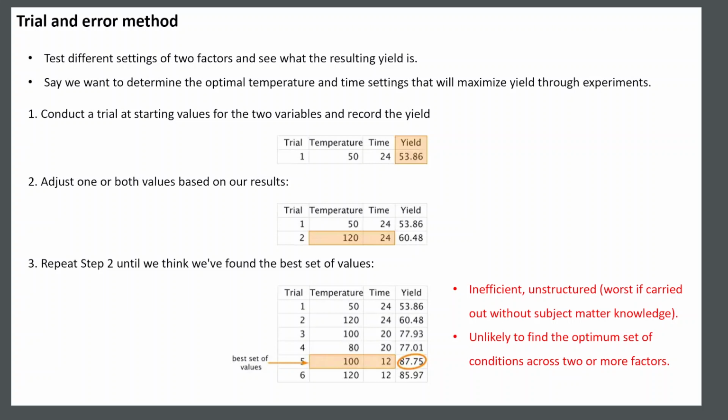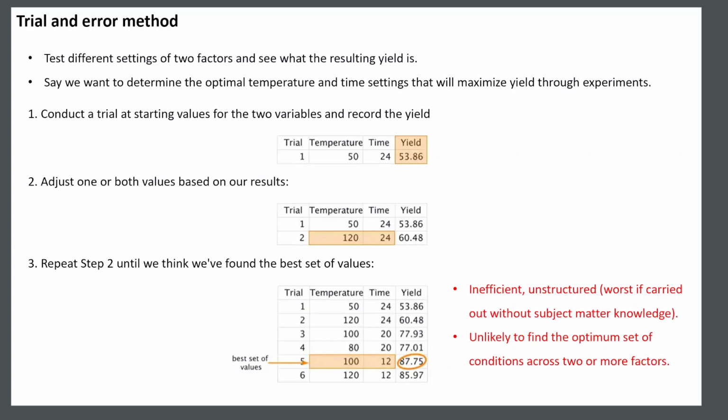Now we are going to increase the time as well, or decrease the time. In that way, we can see how the yield is affected. So we keep 24 seconds, then 20 seconds and 12 seconds as three different time variables, and we change the temperature as well.